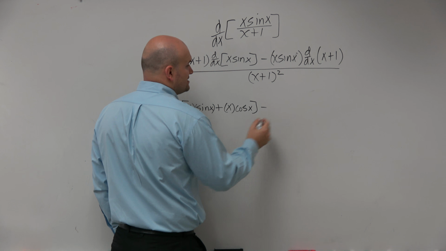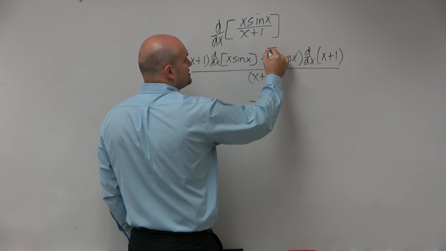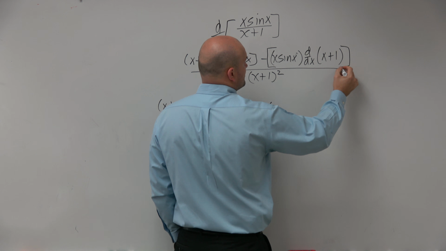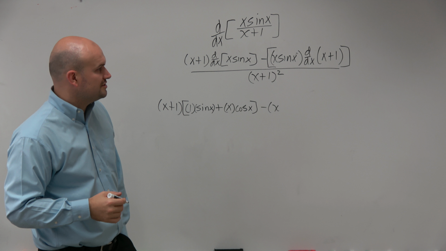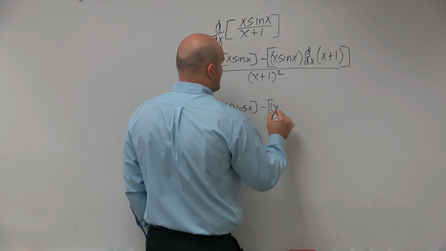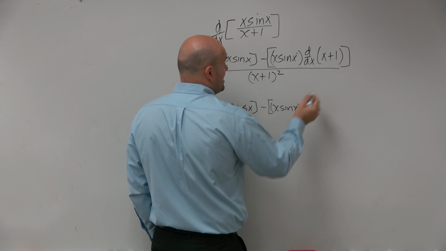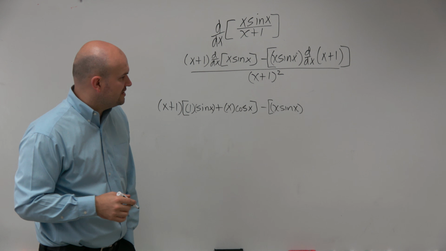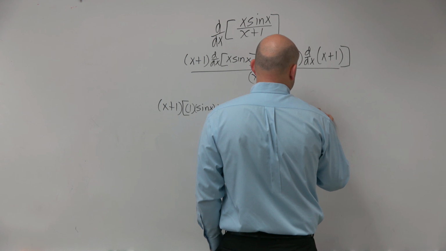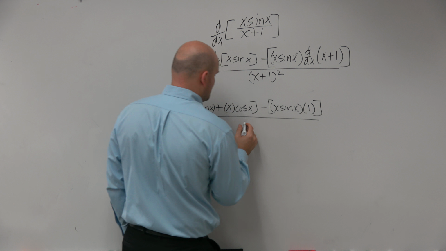And that's going to be minus x. Got to be careful with this. Just make sure you put those all in parentheses here, because you're subtracting all of them. So just make sure you understand that. So we have x sine of x times the derivative of the denominator, dx, which is just going to be 1, all over x plus 1 squared.